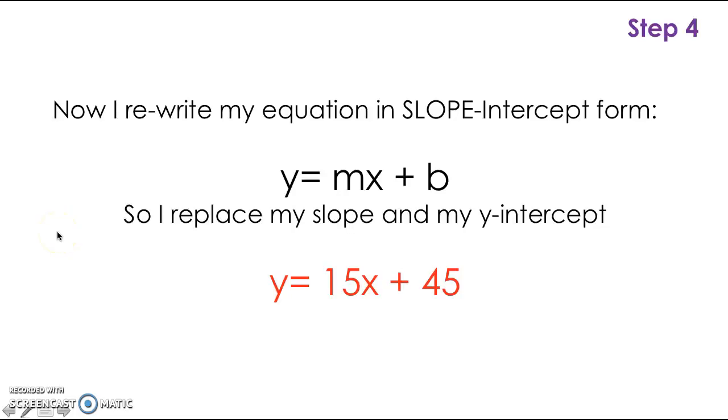Alright, now I want to rewrite my equation in slope-intercept form. This is step number 4. So I write y equals mx plus b. And I replace my slope, or m, with my slope, which is 15, and I replace my y-intercept with 45. So go ahead and copy this down for step number 4.